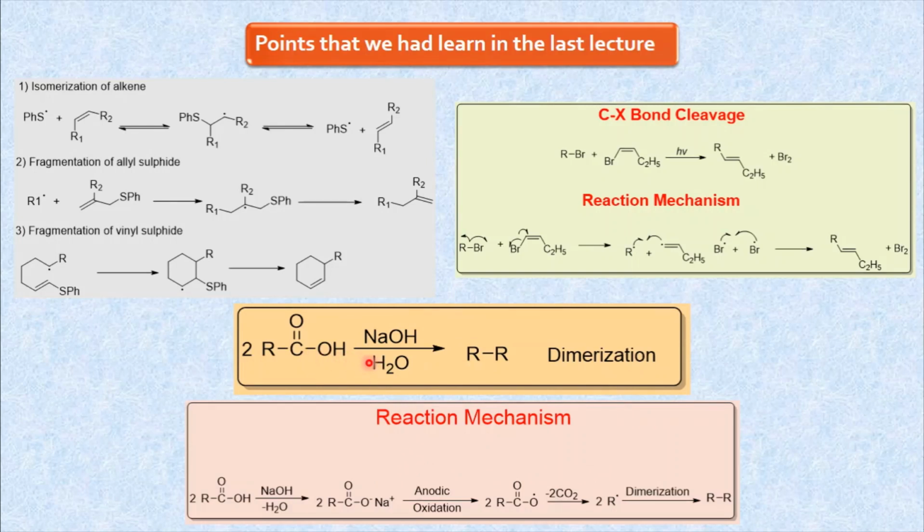It is called Kolbe electrolysis, an electrochemical decarboxylation of salt of carboxylic acid, which produces radical. This radical is coupled with each other and gives dimerized product. This reaction is also called decarboxylative dimerization. So this is just a revision of what we had learned in the last lecture. Okay. Now let's move towards the next slide.